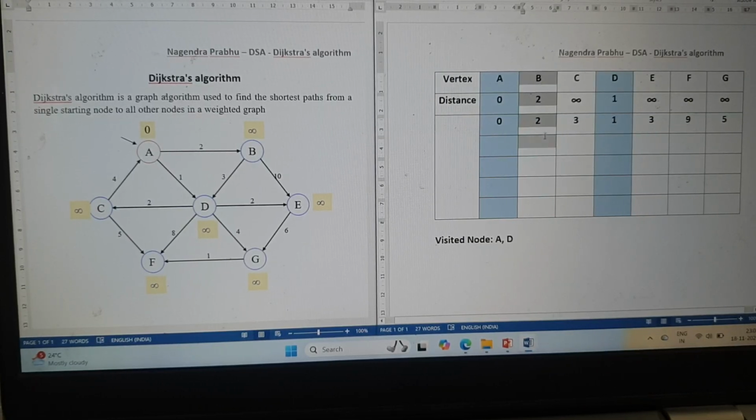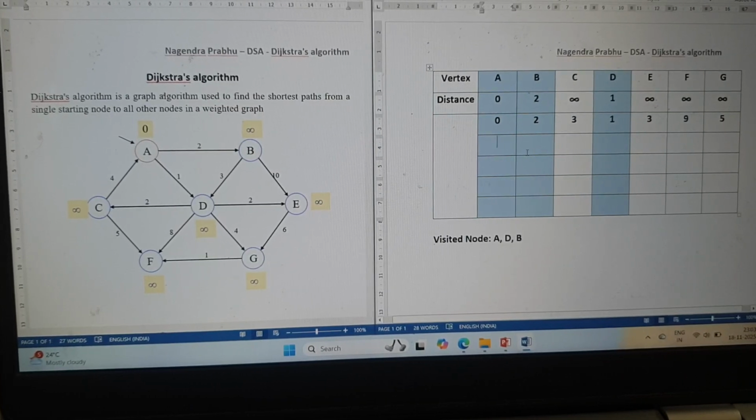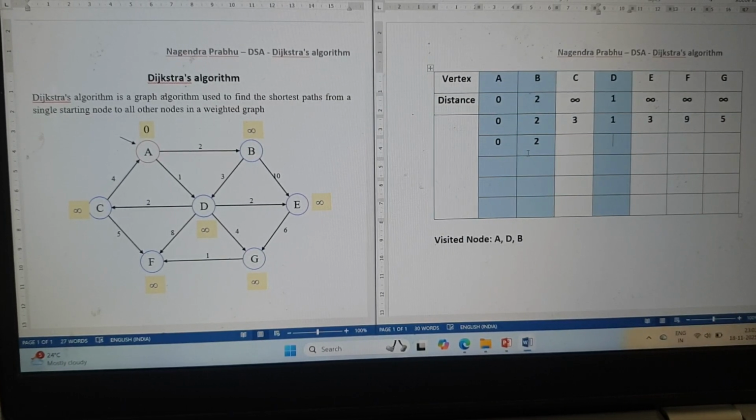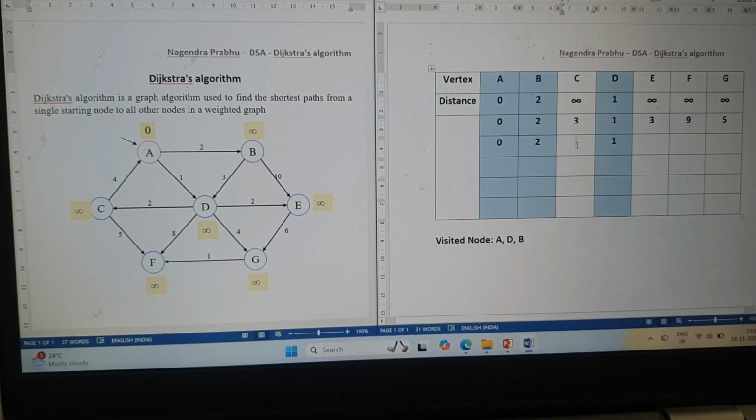So the next one is B, I am going to visit. I will mark it here. From B I'm going to see the distance from B to all other nodes. As A is visited and D is visited and B is also now visited, don't change the values, just put the same value 1. Now B to C: if there is a direct path you can change the value, else leave it. You can see here B to C there is no direct path, so just put the same value 3.